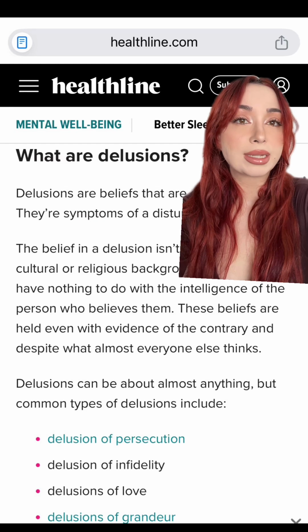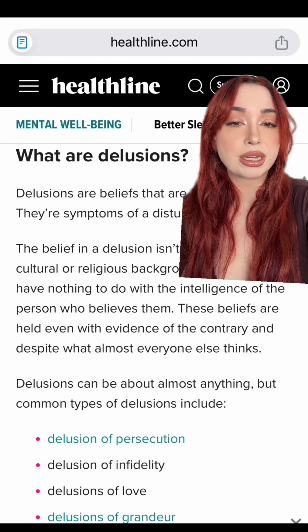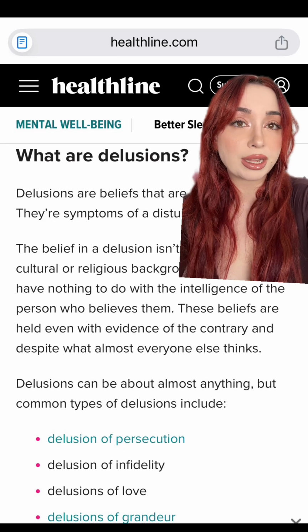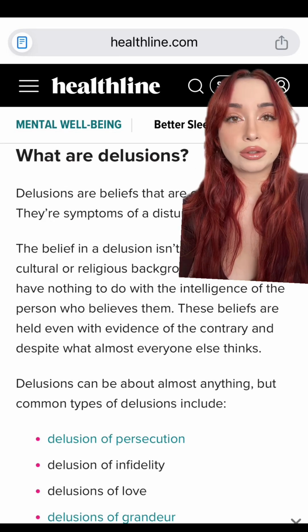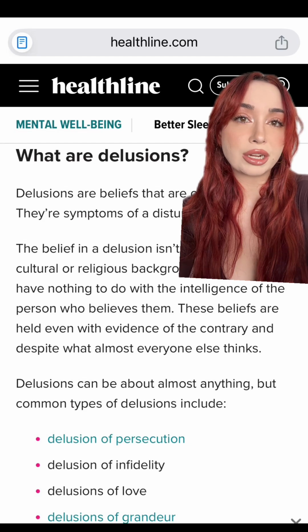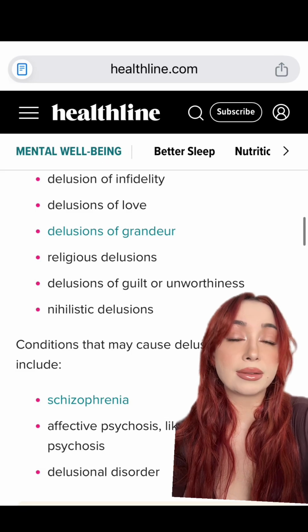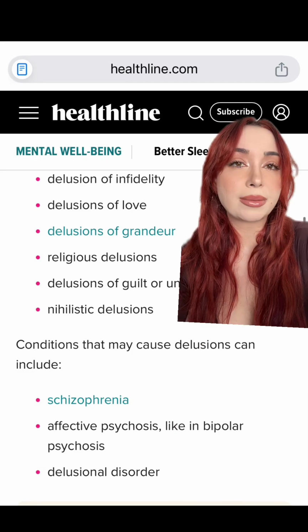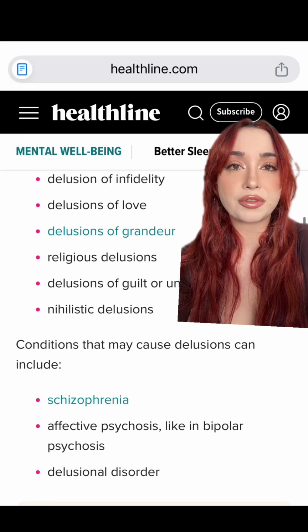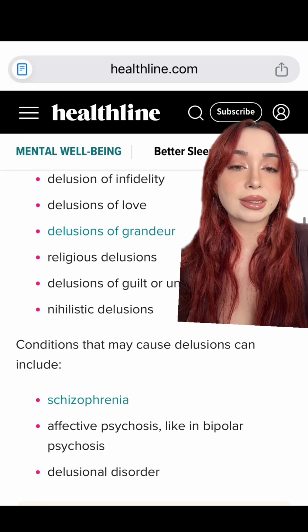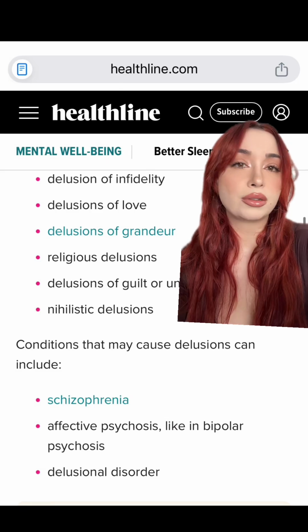Delusions can be almost anything, but common types of delusion include delusions of persecution, delusions of infidelity, delusions of love, delusions of grandeur, religious delusions, delusions of guilt or unworthiness, nihilistic delusions. Conditions that may cause delusions include schizophrenia, affective psychosis like in bipolar psychosis, delusional disorder.